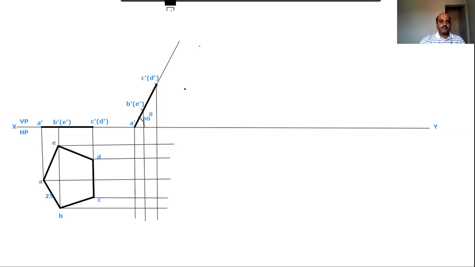Okay. Next comes marking the points over here, the intersection points. So let us start with point A. Similarly, B. B will be the intersection over here. And C will be here. And D will be here. And E will be here.